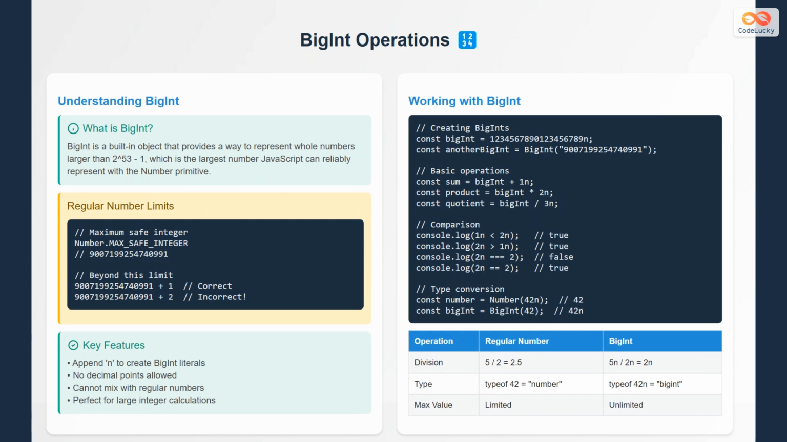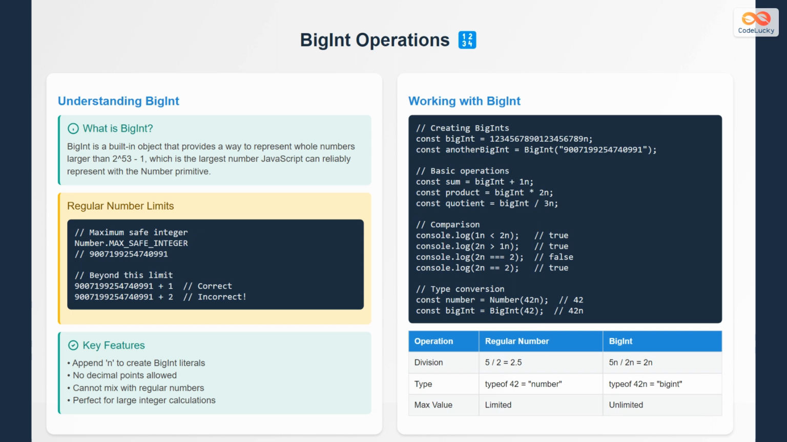Let's explore BigInt operations in JavaScript. BigInt is a special data type that lets you represent whole numbers larger than 2 to the power of 53 minus 1. This is the largest number that JavaScript can handle reliably with the regular number primitive. BigInts are essential when dealing with very large numbers that exceed JavaScript's normal limits.